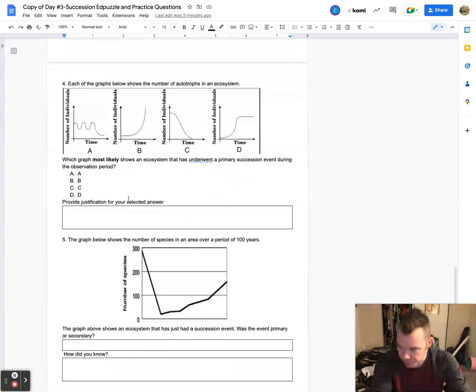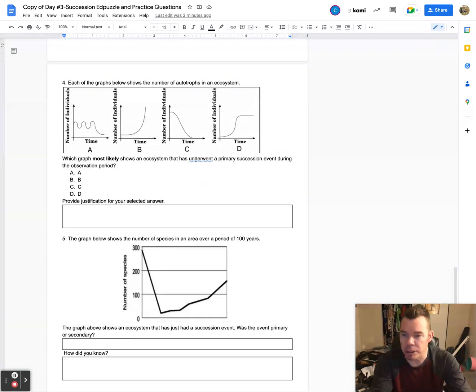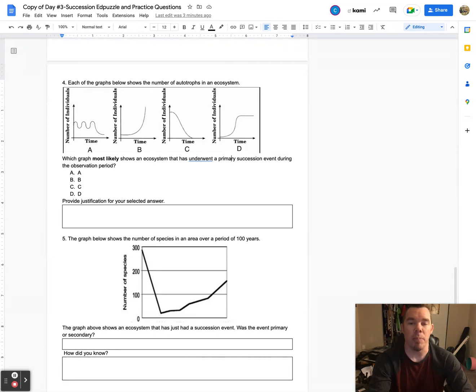Next one: which graph most likely shows an ecosystem that underwent a primary succession event? A primary succession event is basically something occurring that made the whole process restart. Remember, primary succession is when there's nothing there ever. So if there was something there, a big succession event means you start basically back at zero, at nothing. Again, primary starts with zero; secondary, you're starting with soil. Make your choice A, B, C, or D, then give me a justification.